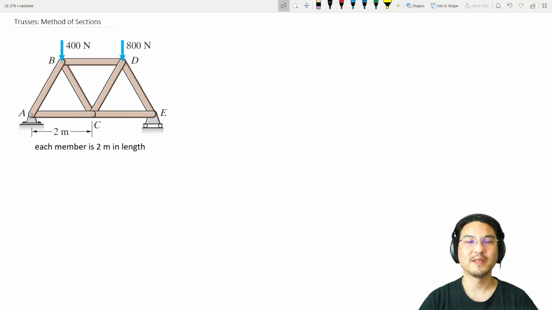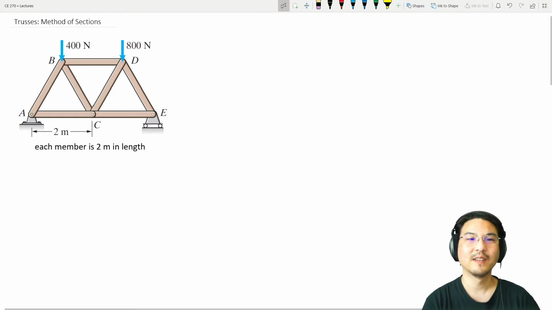Hey everybody, so we're still analyzing trusses. So if you're watching these videos out of order, make sure you watch the method of joints first. And now this is the method of sections. So this one is not as systematic. Like two people might do this differently.